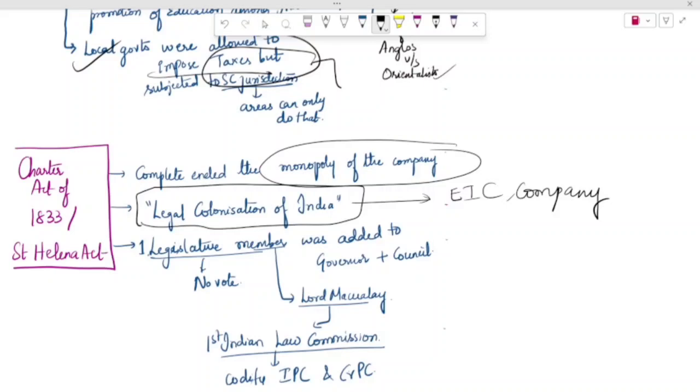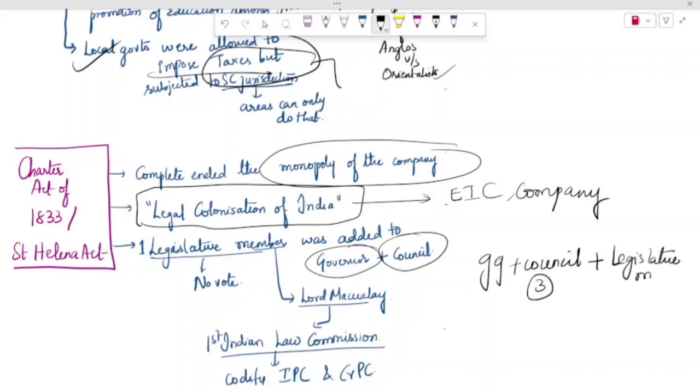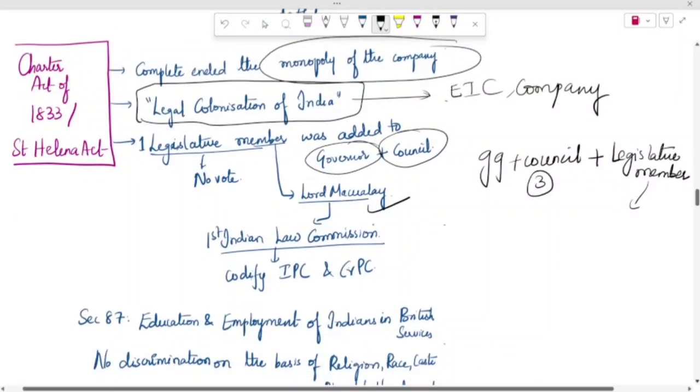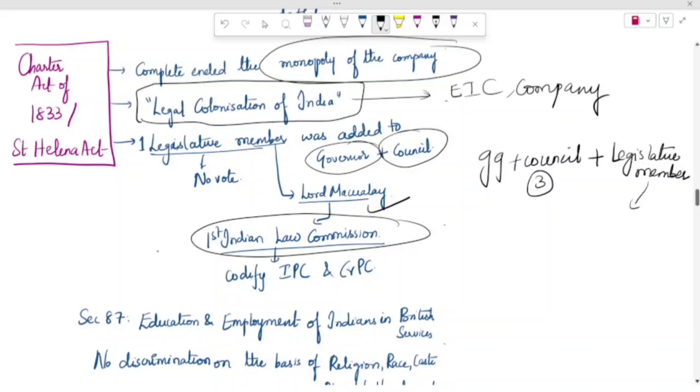Then one legislative member was added to the Governor General in Council. The Governor General plus Council was there. In the Council we used to have 3 members. Now we have a legislative member. He doesn't have the power to vote. The first legislative member was Lord Macaulay, and he was appointed to make the first Indian Law Commission. The purpose for which this legislative member was added to the council with the Governor General is to codify the Indian Penal Code and the Criminal Procedure Code in India.